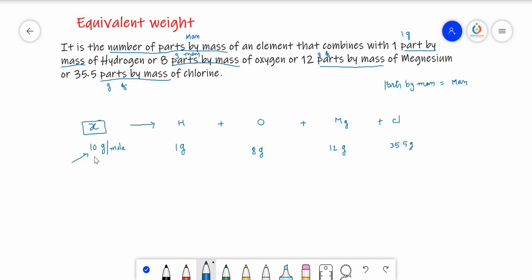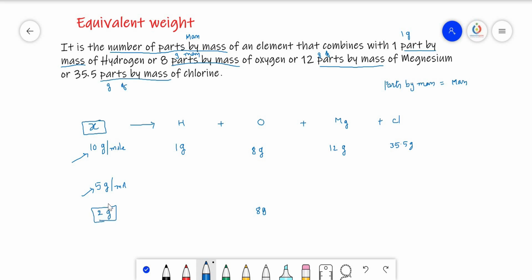Similarly, out of 10 grams, imagine only 5 grams is combining. Only 5 grams of X is combining with 1 gram of hydrogen. Then 5 grams is called the equivalent mass of X. Or else, if only 2 grams of X is combining with 1 gram of hydrogen, or 8 grams of oxygen, or 12 grams of magnesium, or 35.5 grams of chlorine, then this 2 grams is called the equivalent mass.